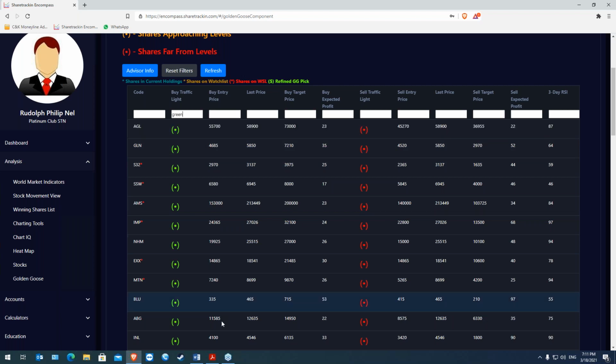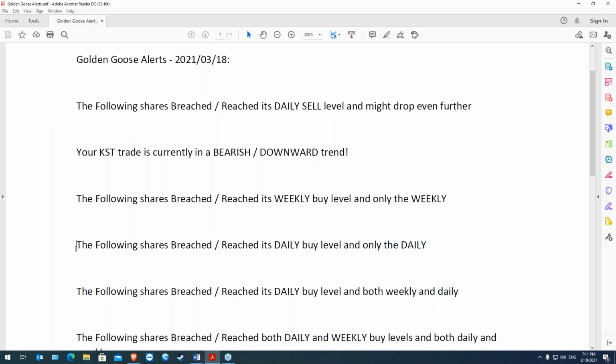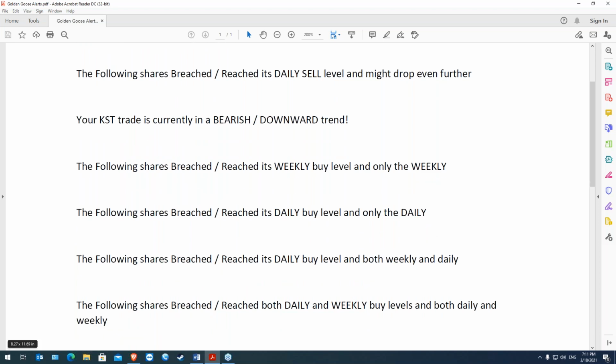The next one that you'll get is "the following shares reach daily buy level". So it means that those shares are only on the daily ones. They're not on the weekly, they're only on the daily. The next one would be "the following shares reach their daily buy level, both weekly and daily". So it means that the same share, let's say it's KST for instance, has breached its level on the weekly and the daily, for a buy.